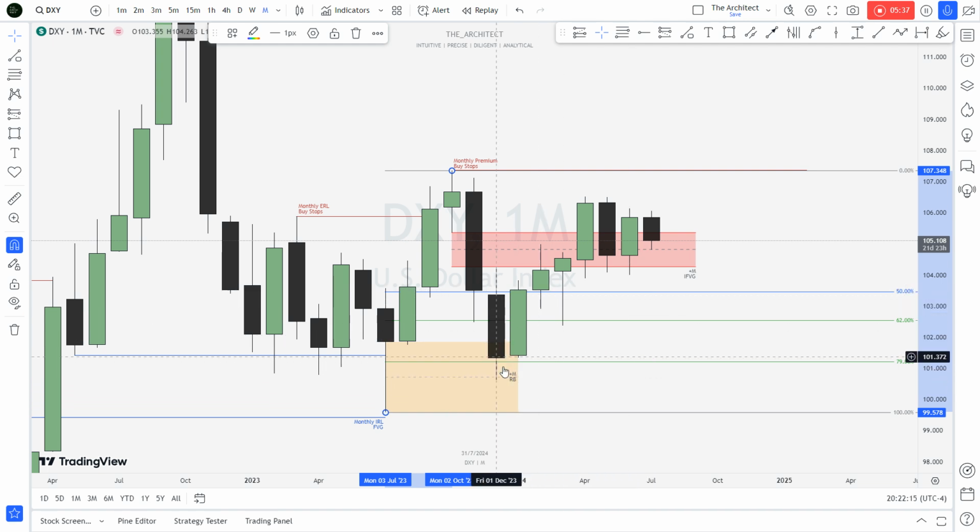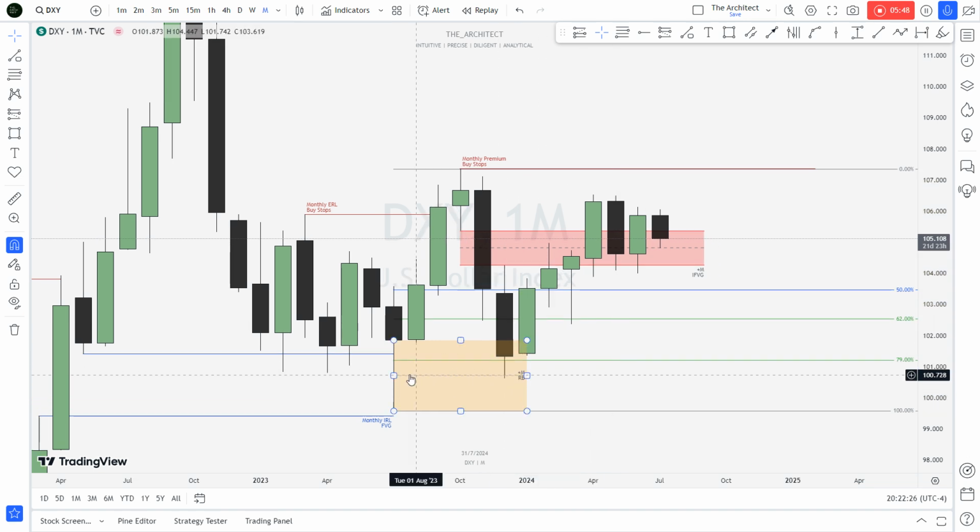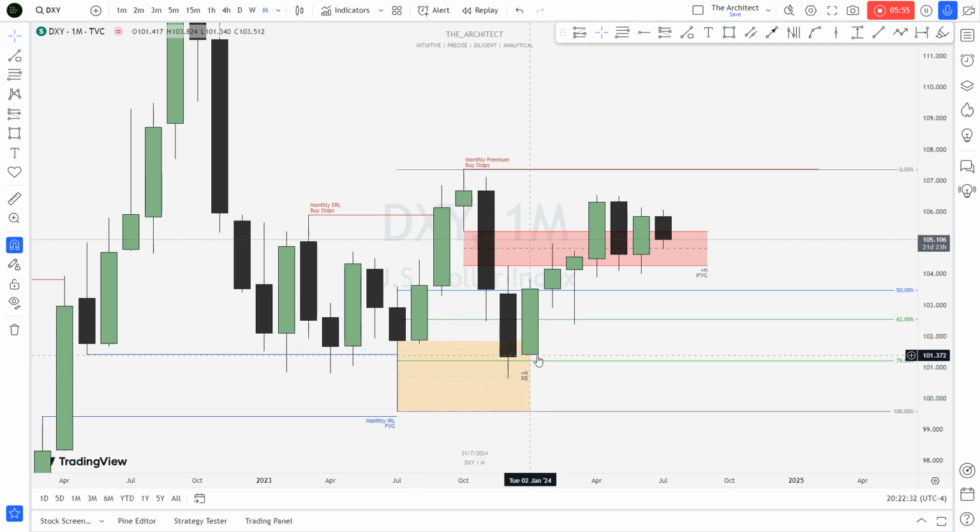How do we know that this is a deep discount? We look at our 50% level, right? Whatever is residing below that point is regarded as discount prices, right? So we also see a discount array, right, at deep discount prices, which is our rejection block, right?